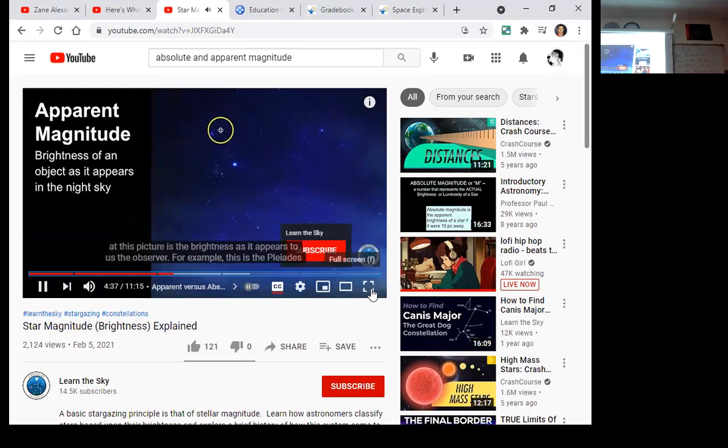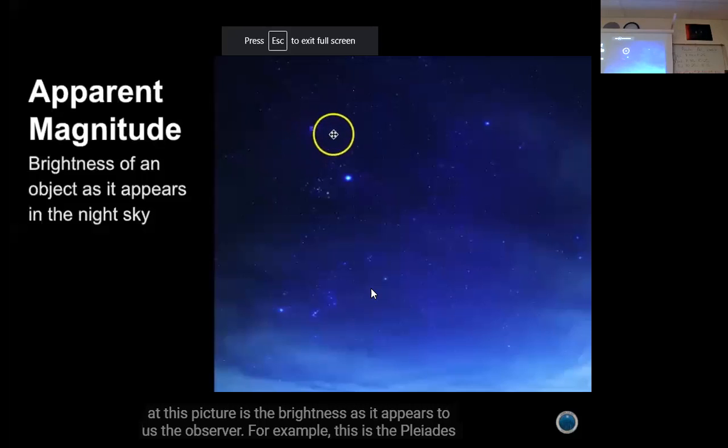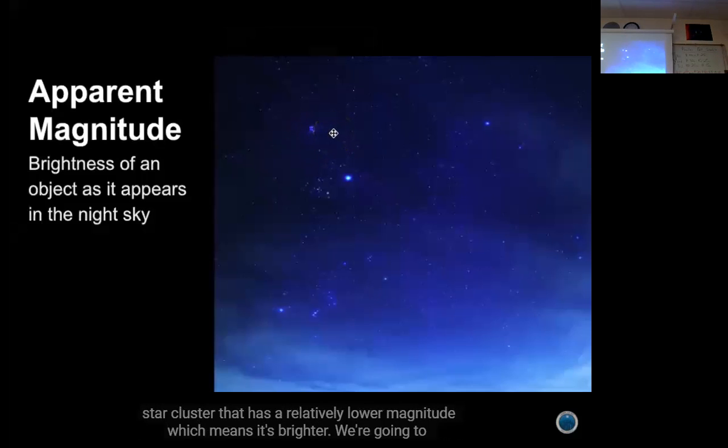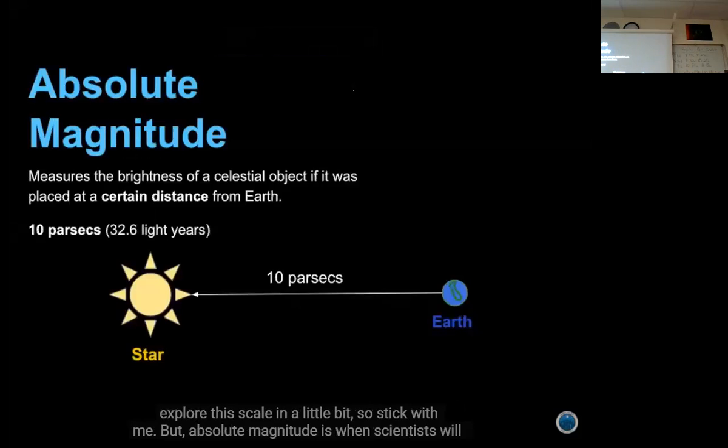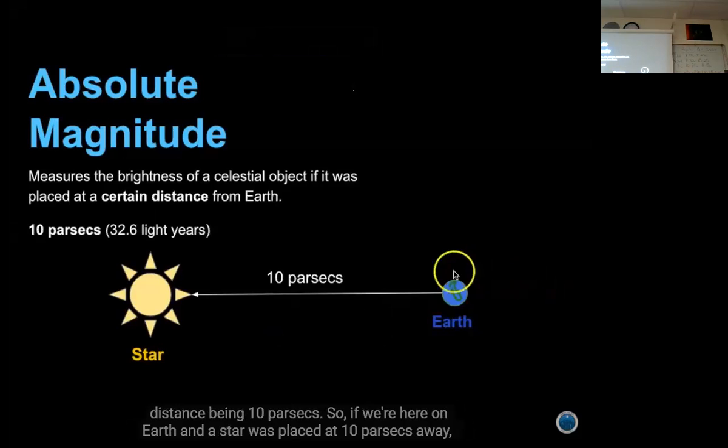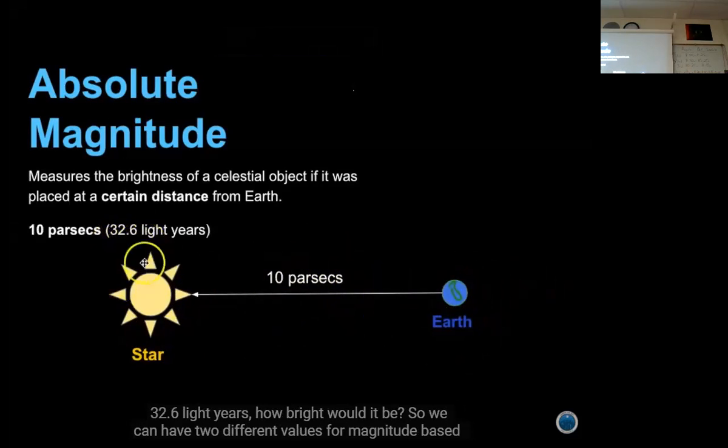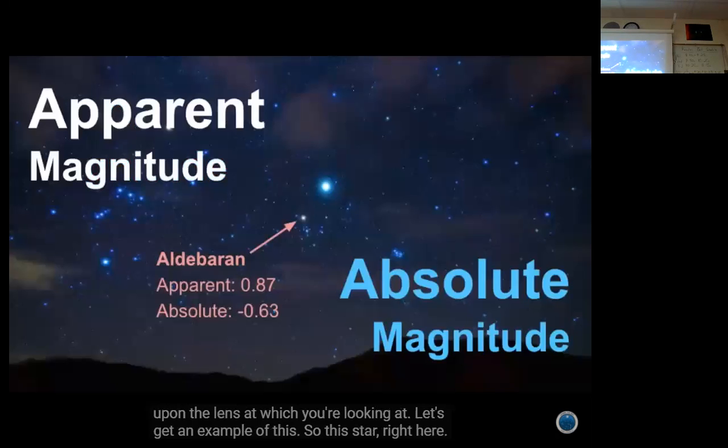So apparent magnitude, as you're looking at this picture, is the brightness as it appears to us, the observer. For example, this is the Pleiades star cluster. That has a relatively lower magnitude, which means it's brighter. We're going to explore this scale in a little bit, so stick with me. But absolute magnitude is when scientists measure the brightness of a celestial object if it was at a particular distance from Earth, that distance being 10 parsecs. So if a star was placed at 10 parsecs away, 32.6 light years, how bright would it be? So we can have two different values for magnitude based upon the lens at which you're looking. Let's get an example of this.